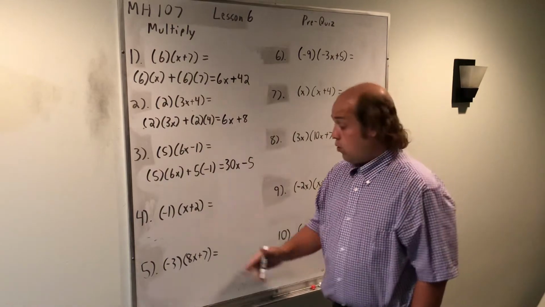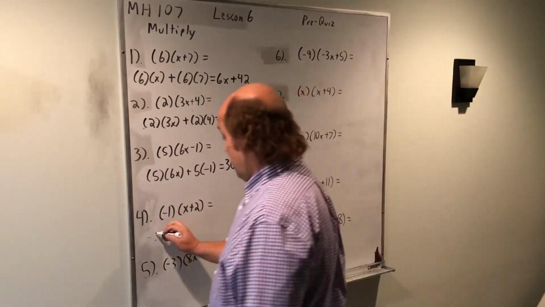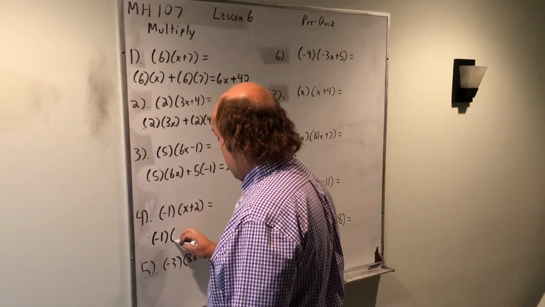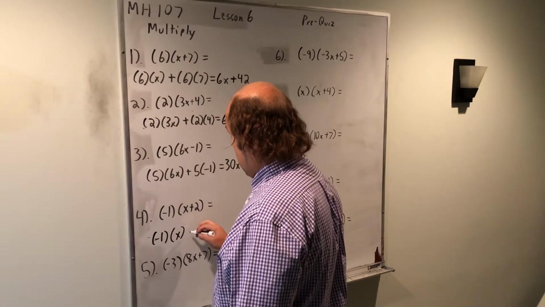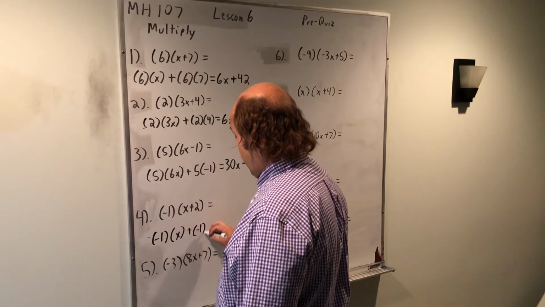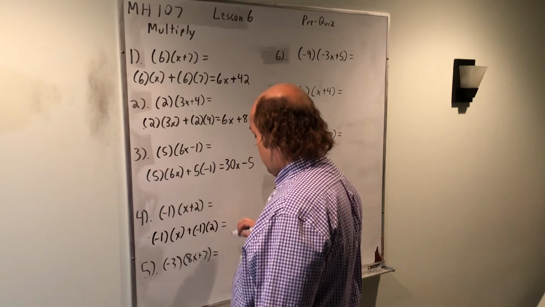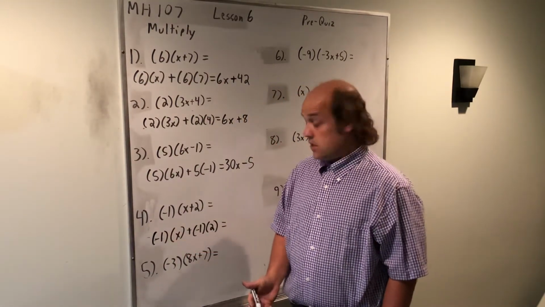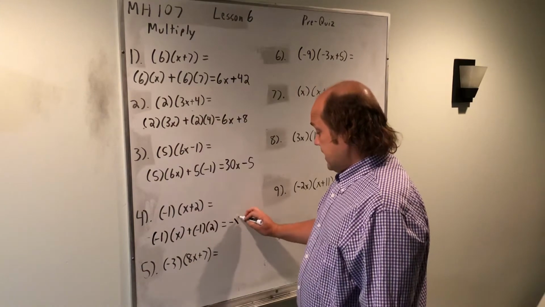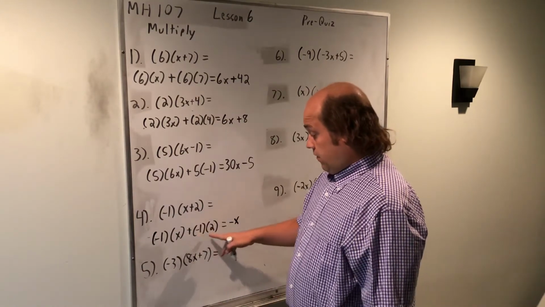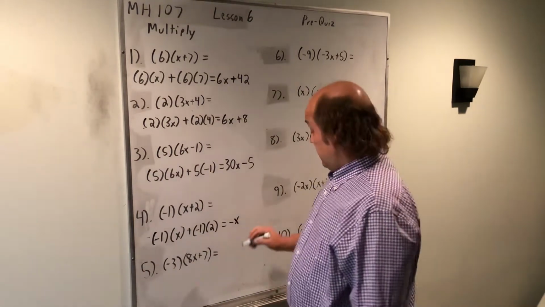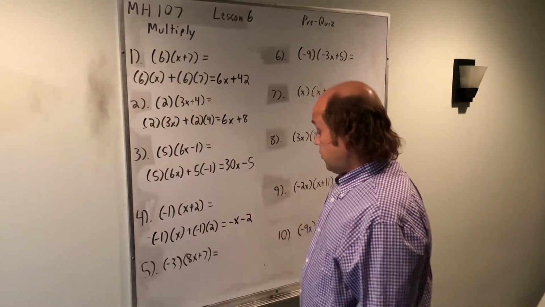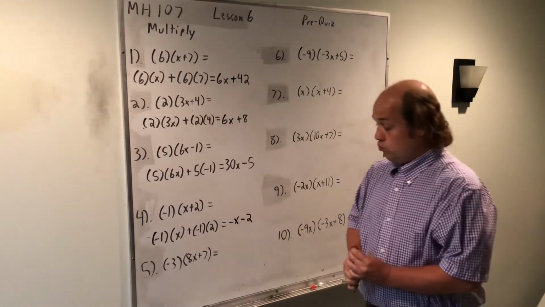In problem 4, we're multiplying by negative 1, so really we have negative 1 times a positive x, and then we're adding to that a negative 1 times a positive 2. Negative 1 times a positive x gives me negative 1x, but I can just write that as negative x. Negative 1 times a positive 2 gives me negative 2. So my final answer would be negative x minus 2.